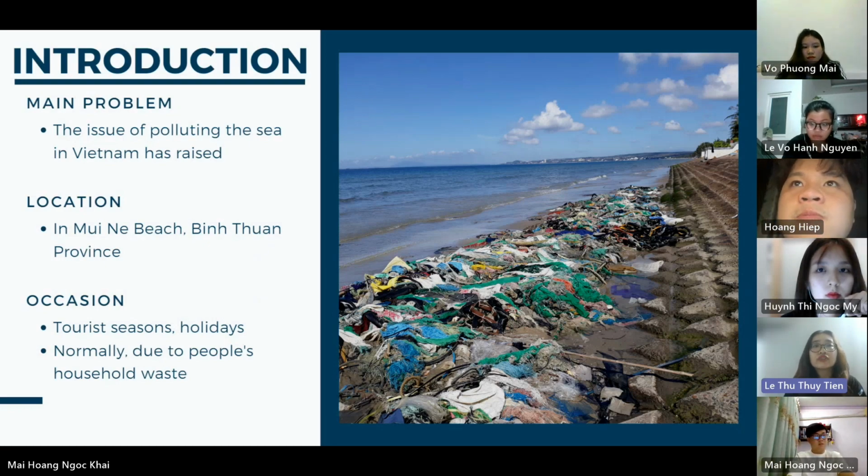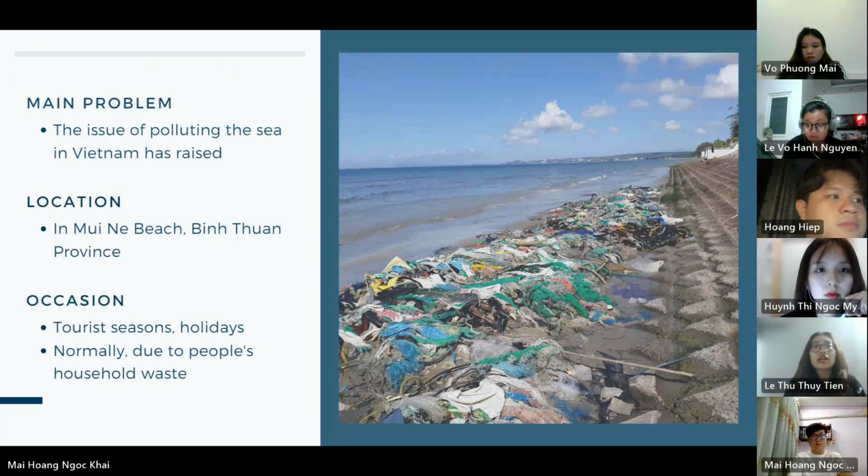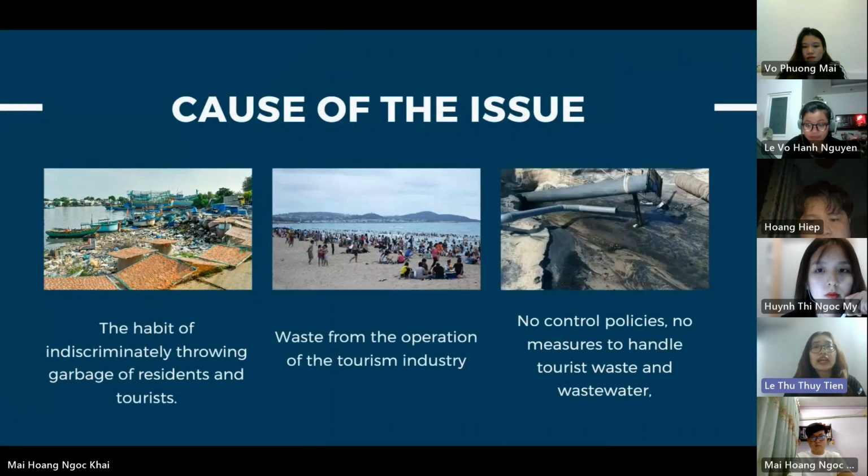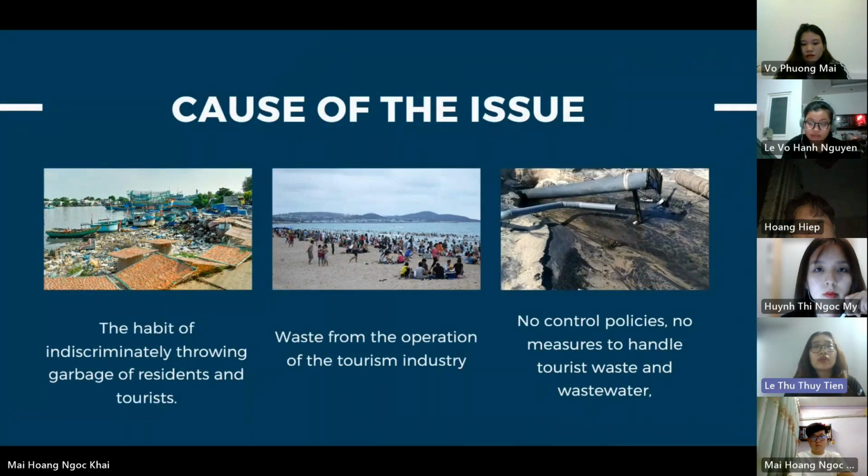And next is the causes of the problem. Firstly, Mui Ne Beach is now polluted by the habit of people throwing garbage and by tourism. Secondly, the waste generated by catching, buying, and reprocessing of seafood for tourist industry operations. And finally, there is no control policy or measure to handle the tourist waste and the wastewater.